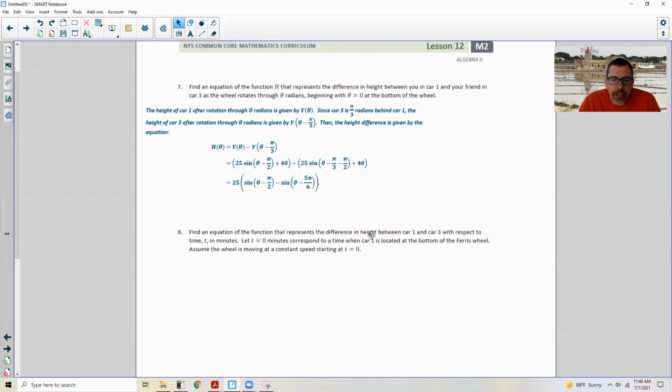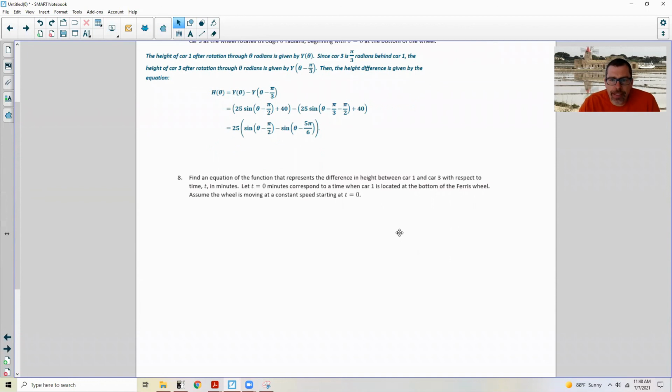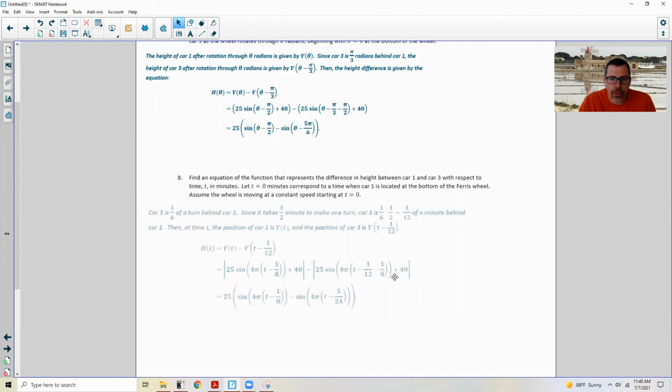Number 8, find an equation of the function that represents the distance in height between car 1 and car 3 with respect to time t in minutes. Let t equals 0 minutes correspond to a time when car 1 is located at the bottom of the Ferris wheel where they load, assuming the wheel is moving at a constant speed starting at t equals 0. So car 3 is 1/6 of a turn behind car 1. A 2 car difference is 1/6 of a turn. Since it takes a half a minute to make one turn, car 3 is 1/6 times a half, or 1/12 of a minute behind car 1.